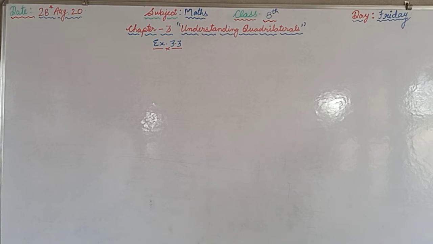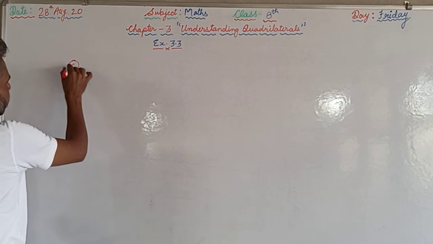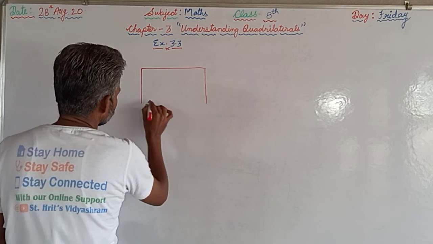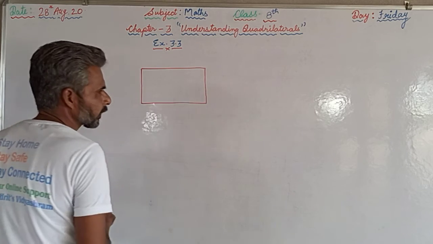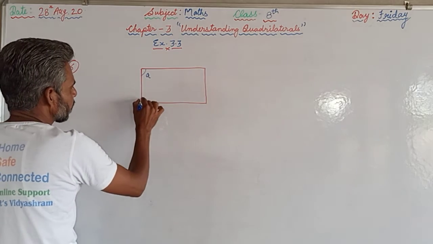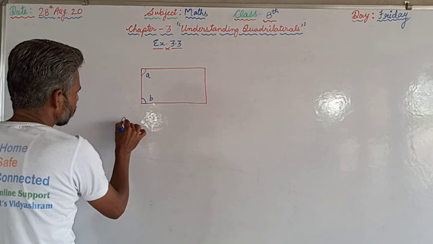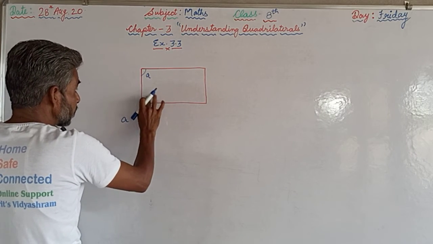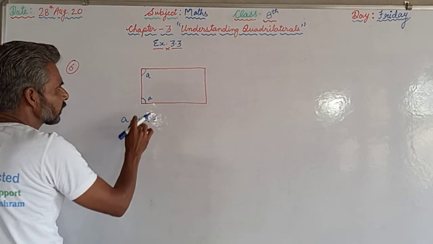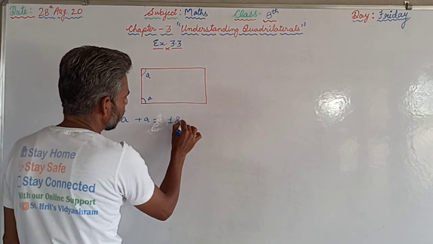Afterwards, question 6. Two adjacent angles of a parallelogram have equal measure. Find the measure of all the angles. Two adjacent angles, this angle and this angle. Let this angle be A, this angle be B. The measure is equal, so this is A and this is also A. So A plus A, these are the adjacent angles, will be equal to 180 degrees.